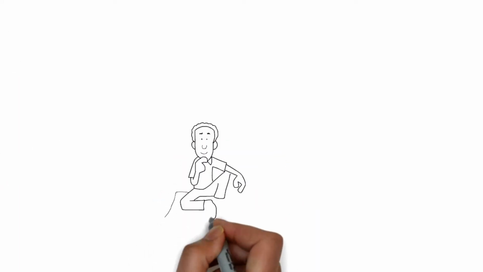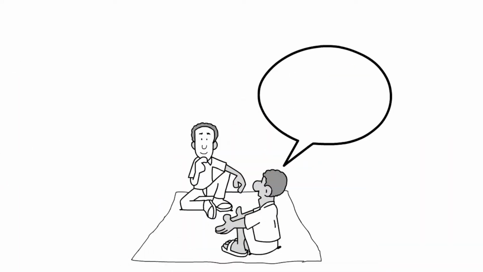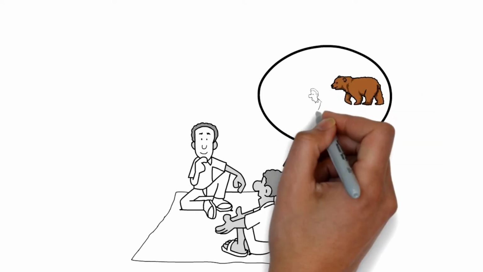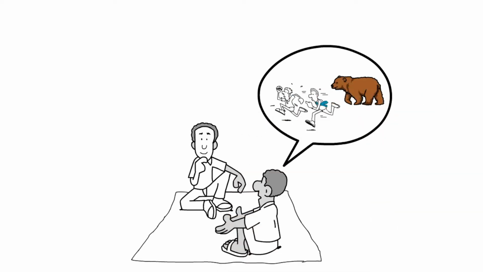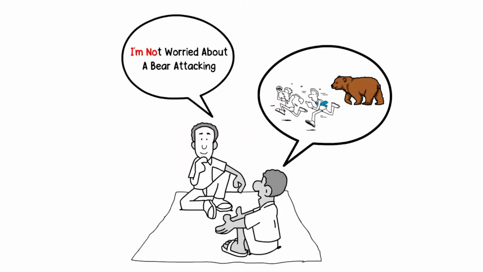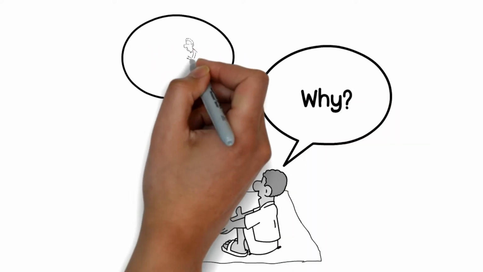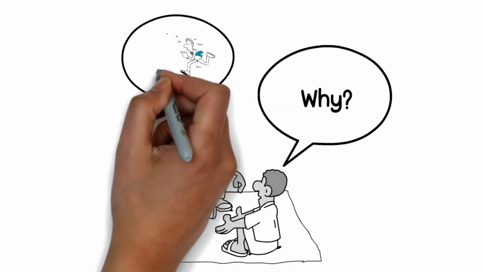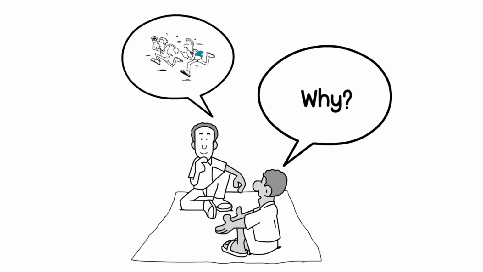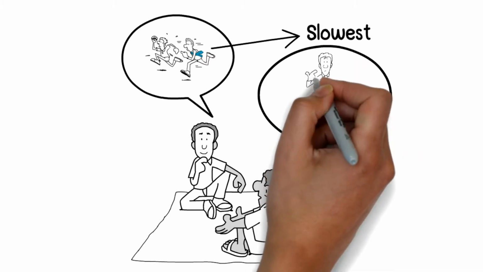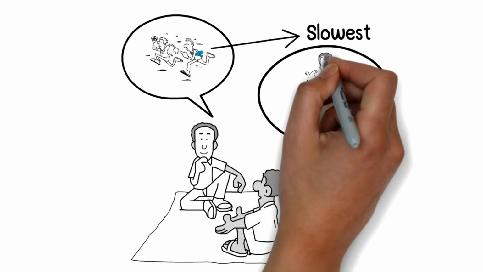One camper turns to the other and says, "If a bear attacks us, we're in trouble, because bears can run faster than us." The other camper smiles and says, "I'm not worried about a bear attacking." And the first camper says, "Why?" The second camper says, "If a bear attacks, I don't have to be the fastest runner. I only have to be faster than the slowest runner." And the first camper says, "Well, wait, I'm the slowest runner."